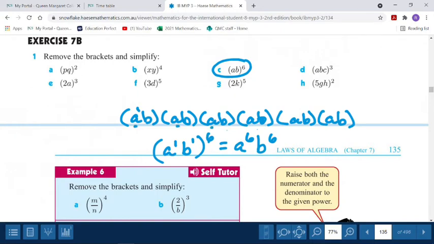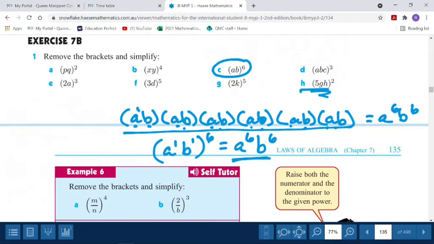1, 2, 3, 4, 5, 6 factors of a is a to the 6. 1, 2, 3, 4, 5, 6 factors of b is b to the 6. Okay? So both ways. If the exponent is very large, that's about the only time the shortcut makes sense. Otherwise, expanding it makes a lot more sense. Okay? Let's look at this at h. We have an exponent of 2 on there. So would you expand it or use the shortcut?